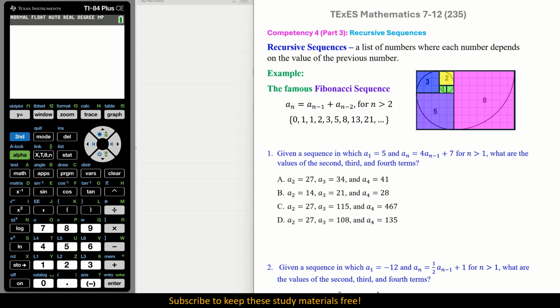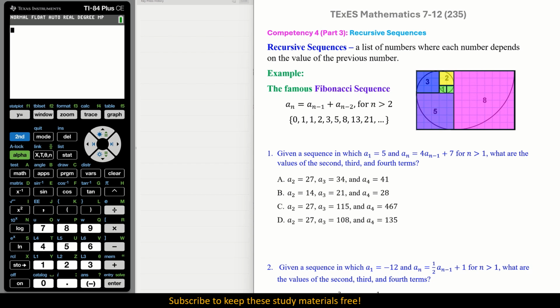Okay, we've already talked about recursive sequences, so let's move on to number 1. Given a sequence in which a sub 1 equals 5 and a sub n equals 4a sub n minus 1 plus 7 for n greater than 1, what are the values of the second, third, and fourth terms? Okay, and we've got our ABCD options.